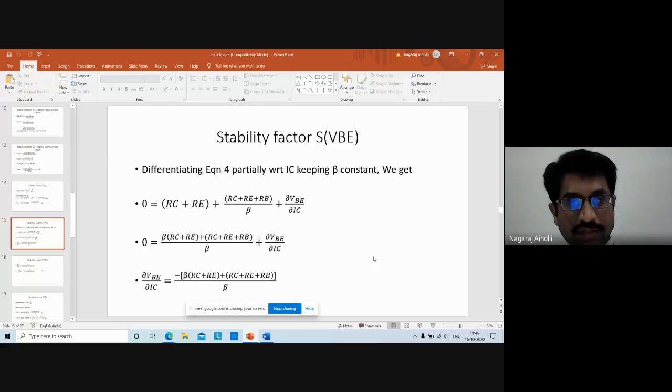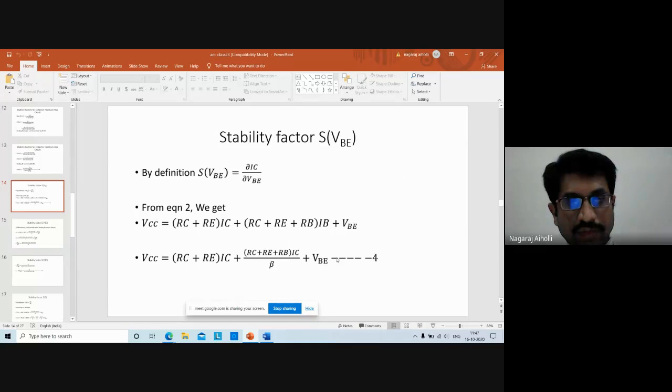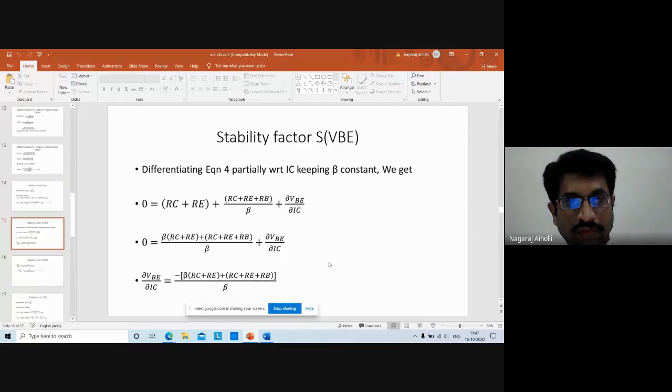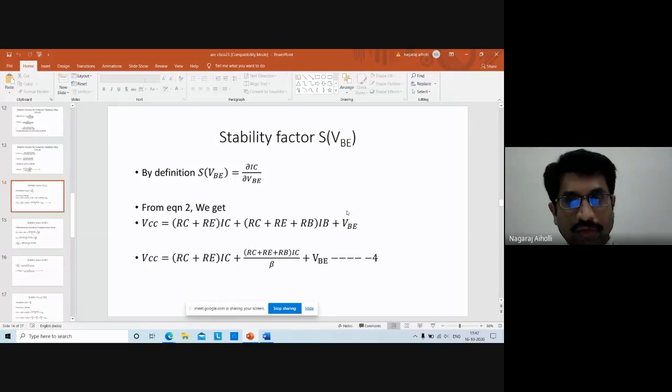Next, this equation we have to differentiate partially. Differentiating partially with respect to IC, keeping beta constant. If you want to find S of VBE, that is dou IC by dou VBE, you have to differentiate with respect to IC, keeping the other parameter, beta, constant, so that we get it in the form of dou VBE by dou IC, or in the form of dou IC by dou VBE. That is nothing but our S of VBE.